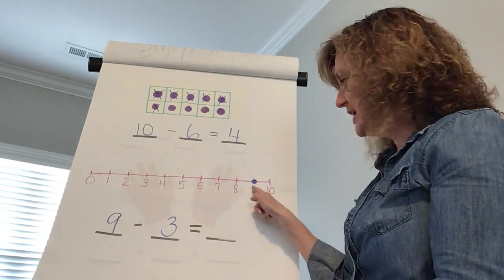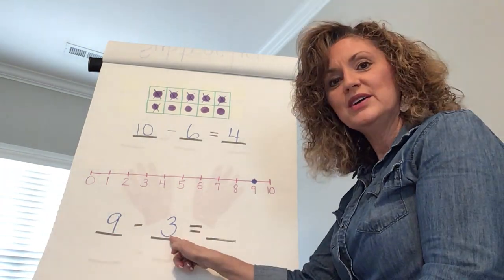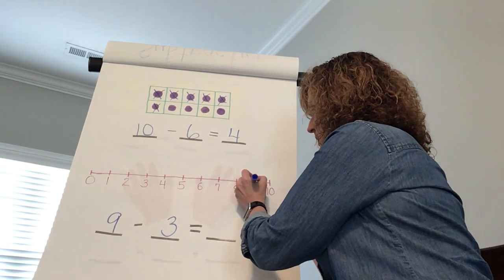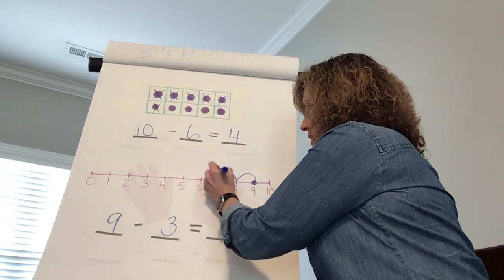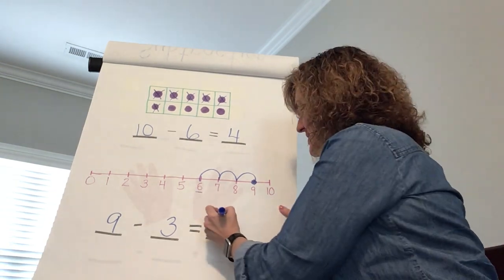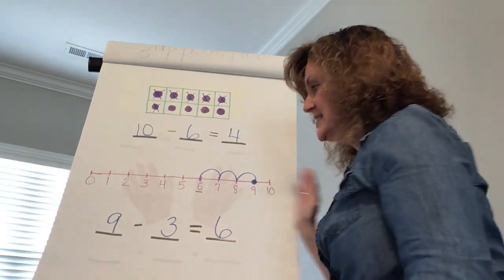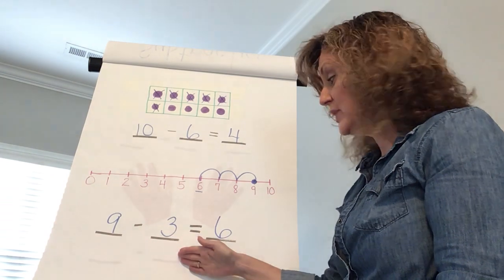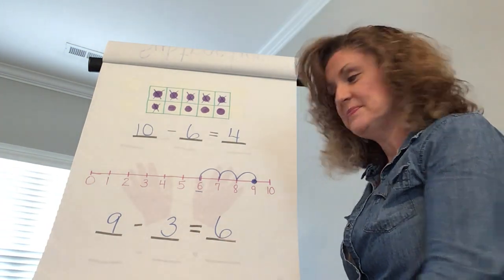So I've started with 9, so I'm going to hop back 3 numbers. 1, 2, 3. So what did I land on? I landed on the number 6. So I can say 9 minus 3 equals 6.